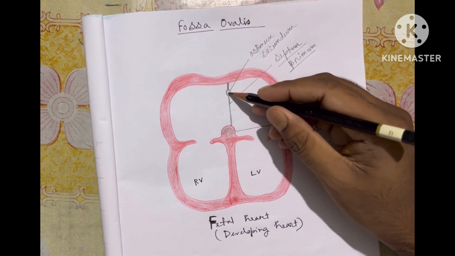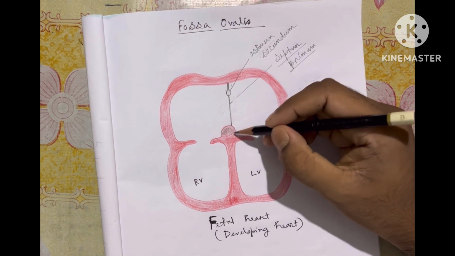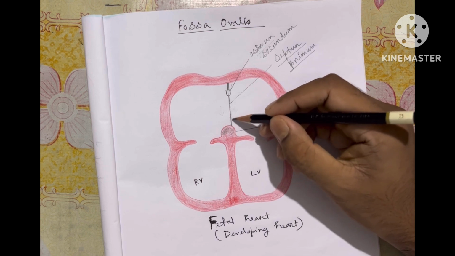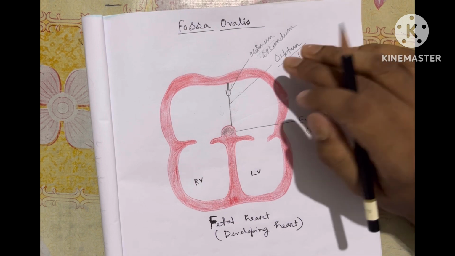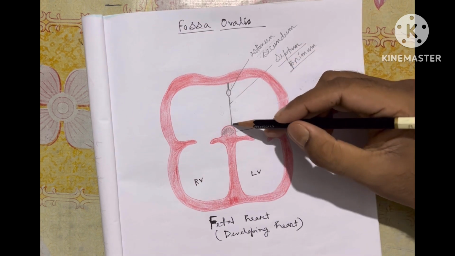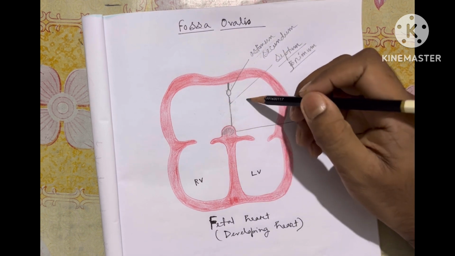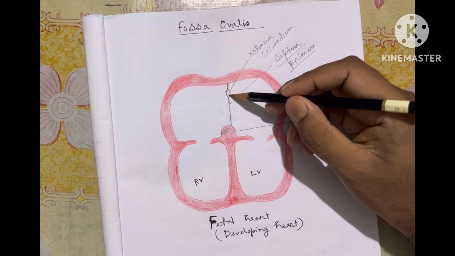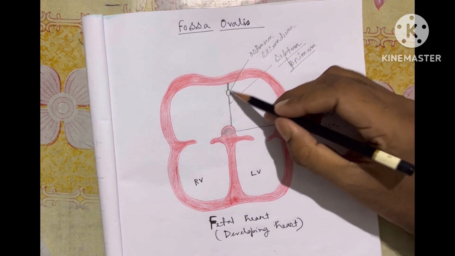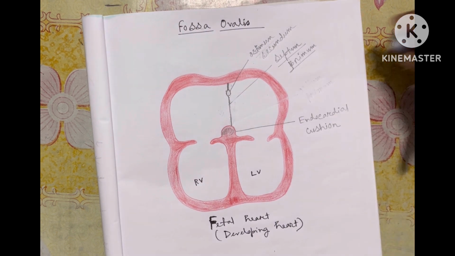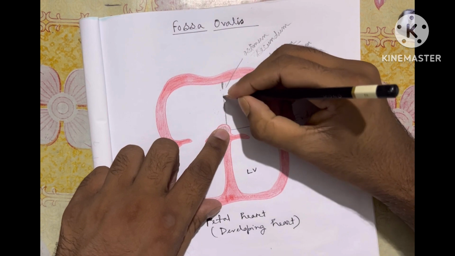Then during its growth, when that membrane is about to reach our endocardial cushion, one opening is formed. That opening is called ostium primum. We know that when this membrane directly divides both the atria, another opening is formed at the upper side of our septum primum, and that opening is called ostium secundum. So this is our ostium secundum.